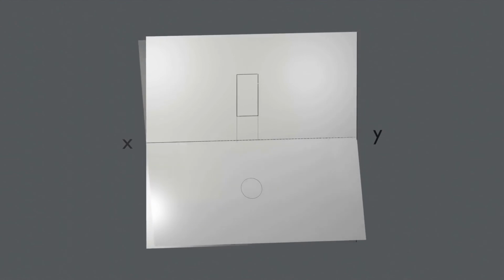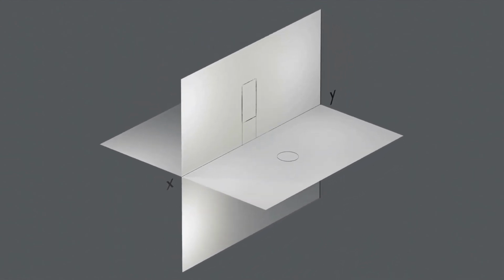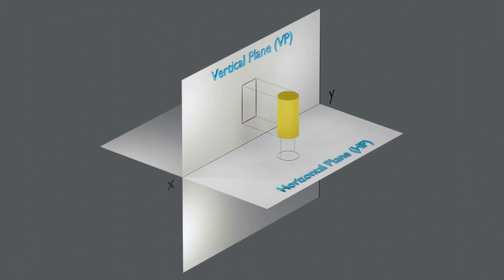One more point to discuss before we start drawing the projection on the drawing sheet. As we have already seen, the projectors or visual rays are parallel to each other and perpendicular to the projection plane, and hence this projection is called orthographic projection.